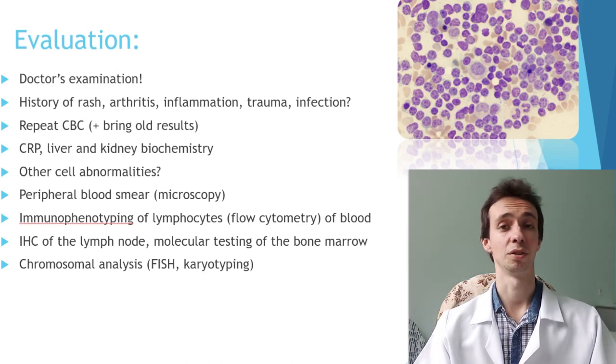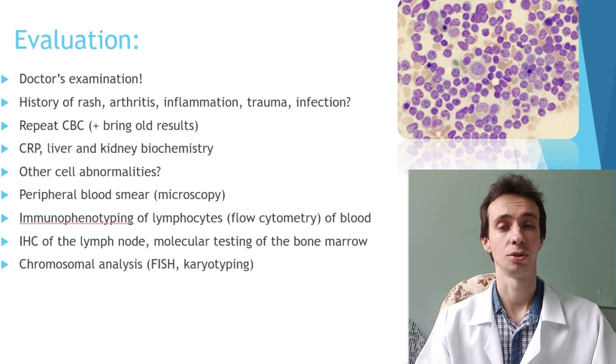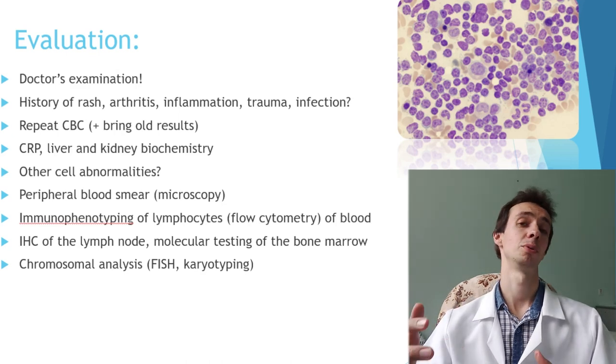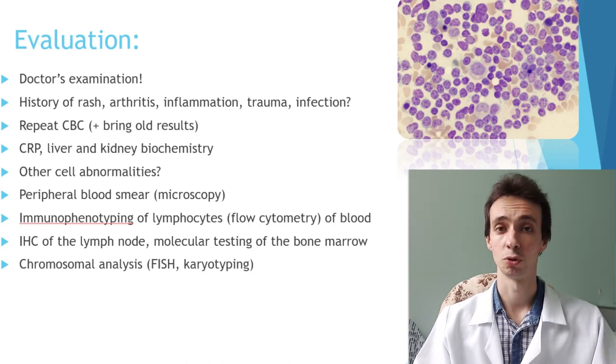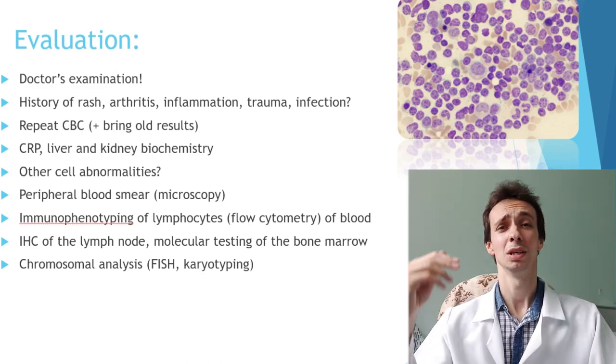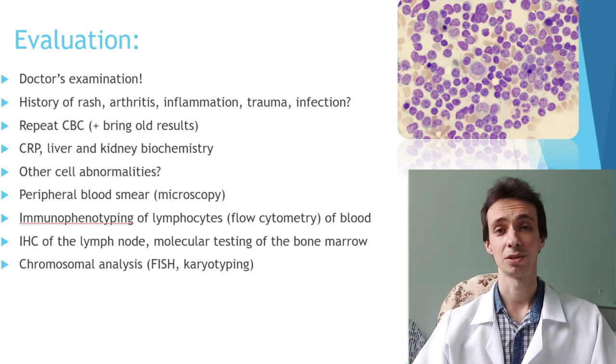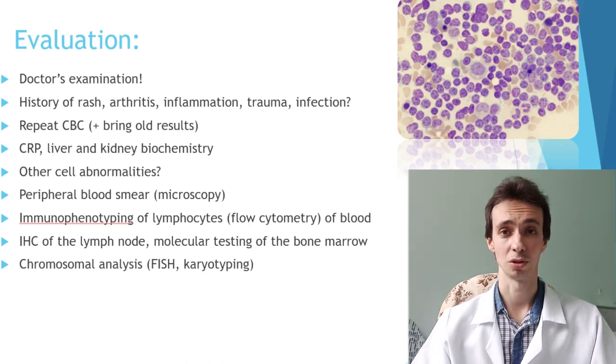Also, you need to check if there is any inflammation in the body, with C-reactive protein. Also, you need to check your liver and kidney function. For example, if you have lymphocytes more than 30, then it can be already dangerous. You may need to check for any possible oncological things. If it's 20 to 30, it can be infection or inflammation, but above 30, the higher the level, the less likelihood of infection or inflammation there is.